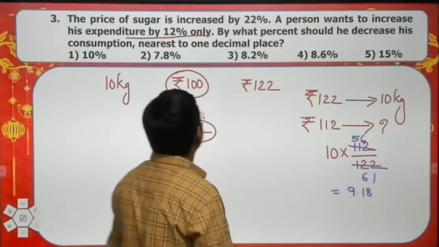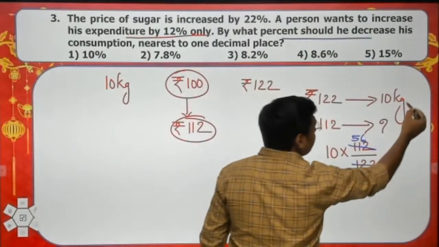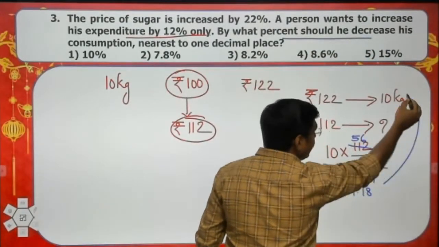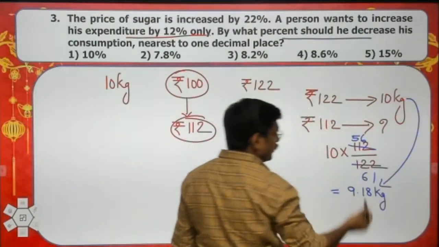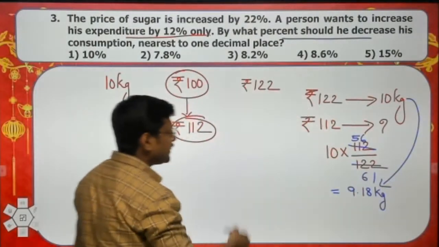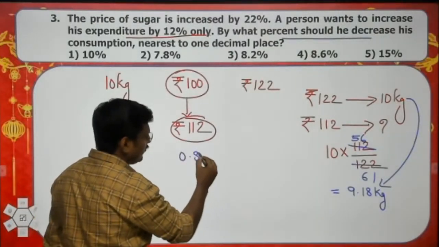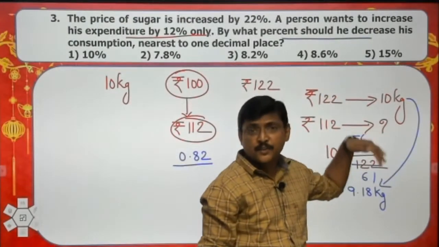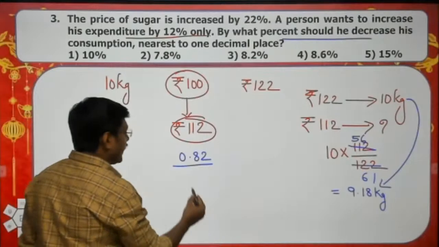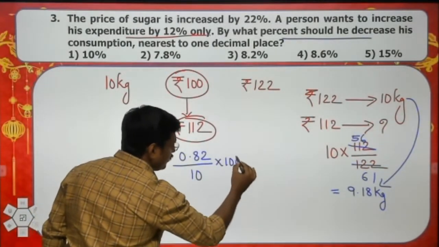And what we need to find? We need to find what percent he should decrease. So we need to find the percent decrease in the quantity. Initially it was 10. If it decreased to 9.18 kg, the percentage decrease is the difference of the given two, so it is 0.82 kg with respect to, since it is percentage decrease, the with respect to will be the original number. So we can write it like: 0.82 is what percentage of 10, correct?